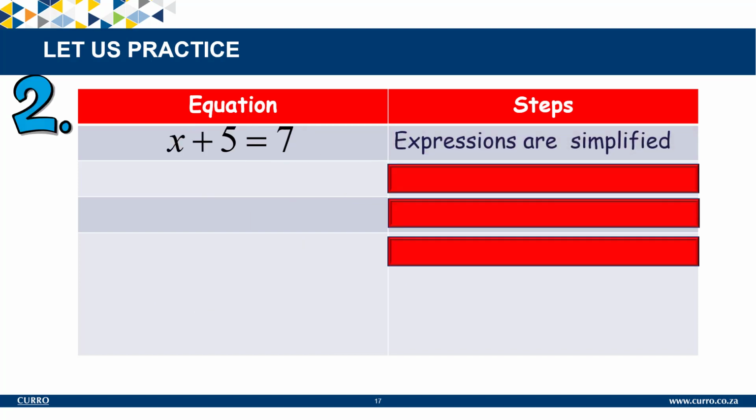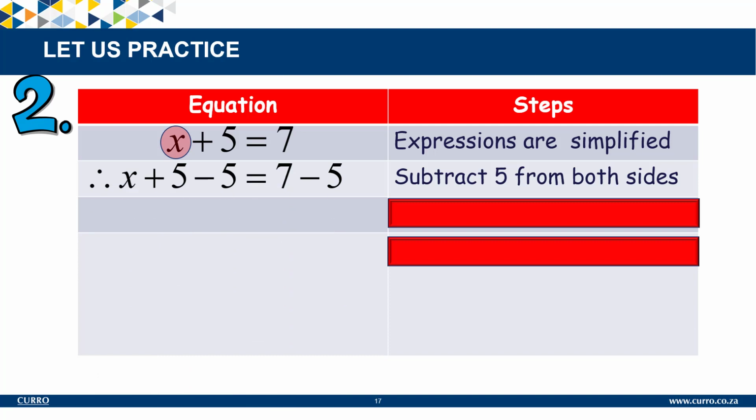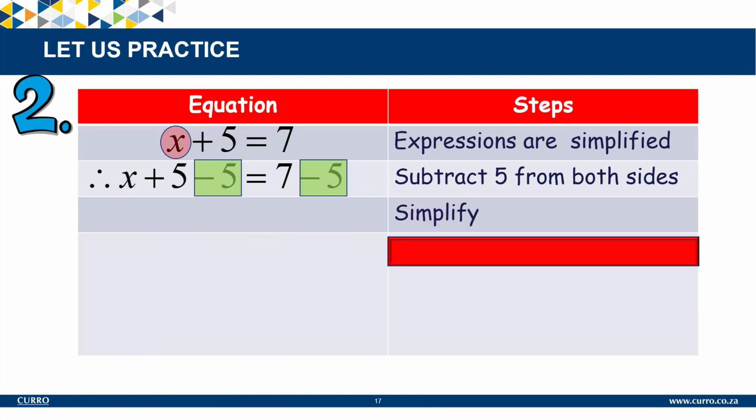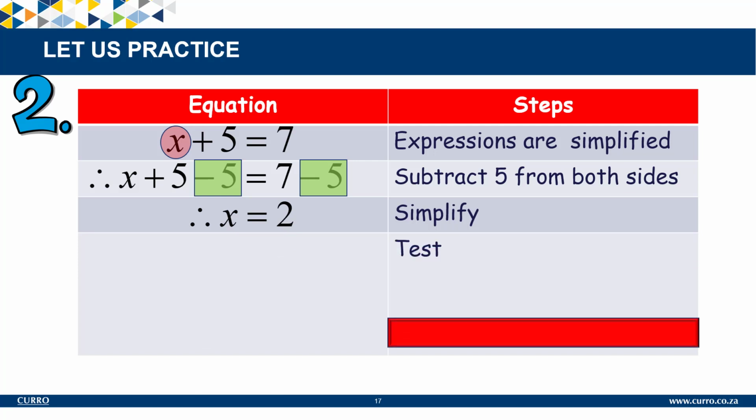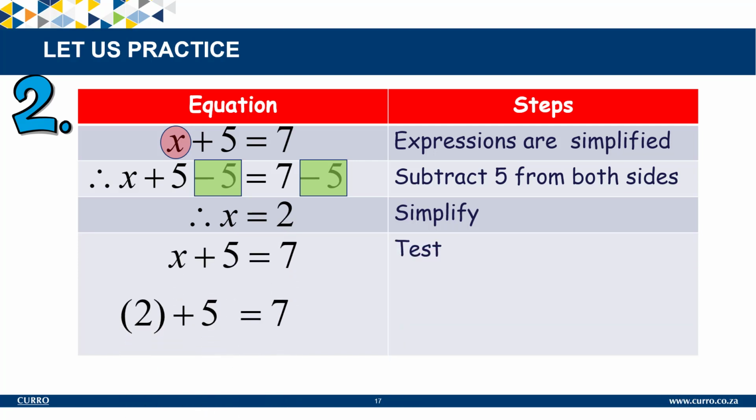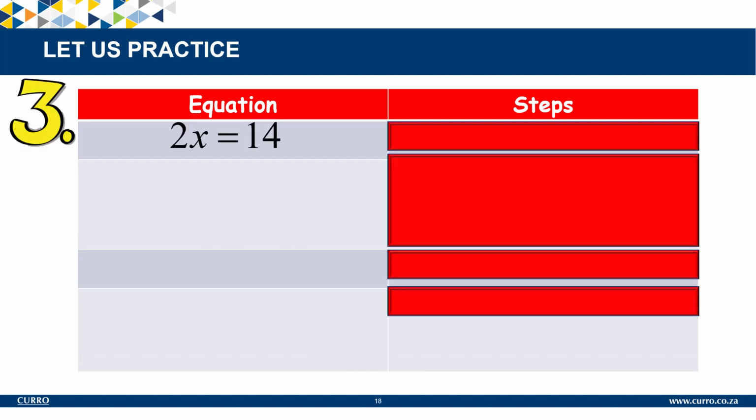The expressions left and right are simplified. So what is the additive inverse of positive 5? It's negative 5. So we have to subtract 5 from both sides. Let's simplify. The left-hand side is then just x, and the right-hand side is 2. If we test and we substitute 2 for x, we realize that our equation is solved since we have found the value for x.